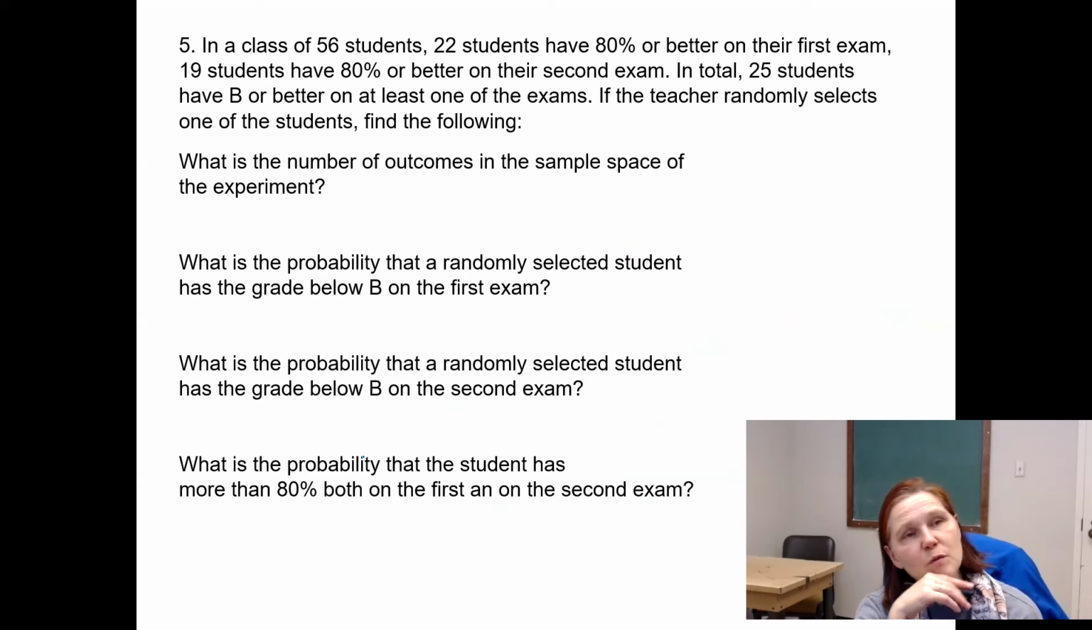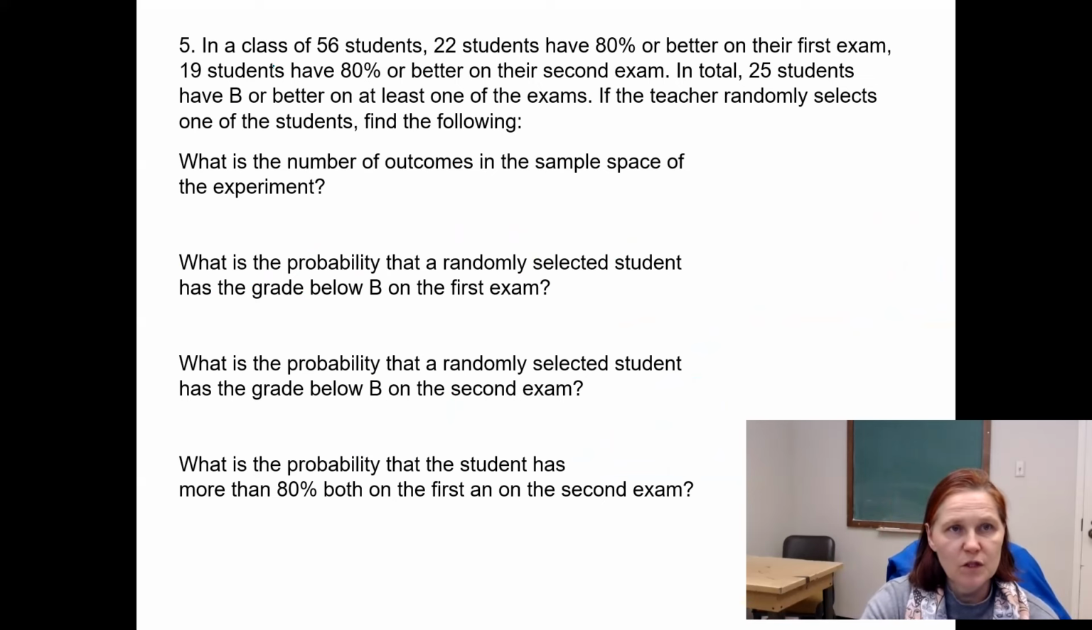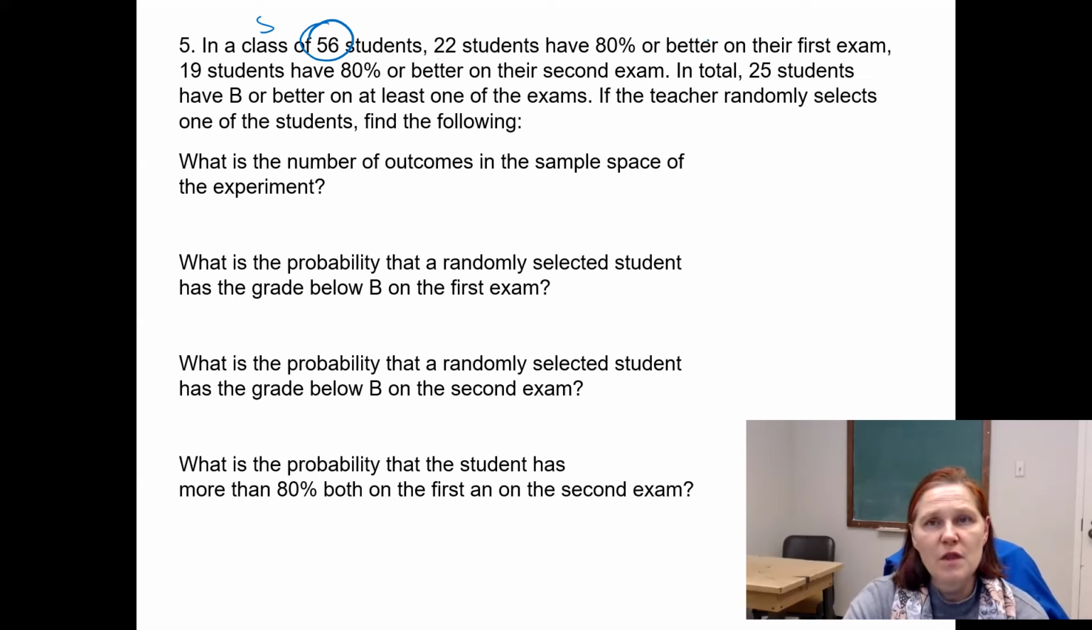Another probability problem: in a class of 56 students. So the total number of students is 56, the sample space. 22 students have 80% or better on their first exam, 19 students 80% or better on the second exam, and 25 students have 80% on at least one of the exams.